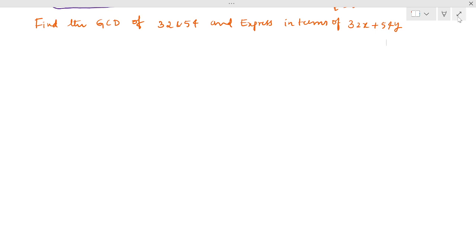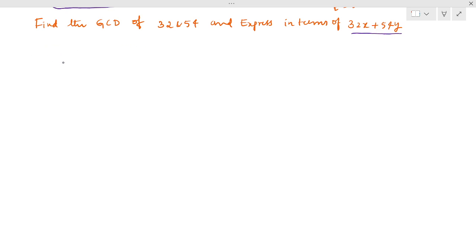Find the GCD of 32 and 54. Find the GCD of 32 and 54 and express it in the form of 32x plus 54y. First, let us discuss. Here we are using Euclid's method to find the GCD of two numbers.